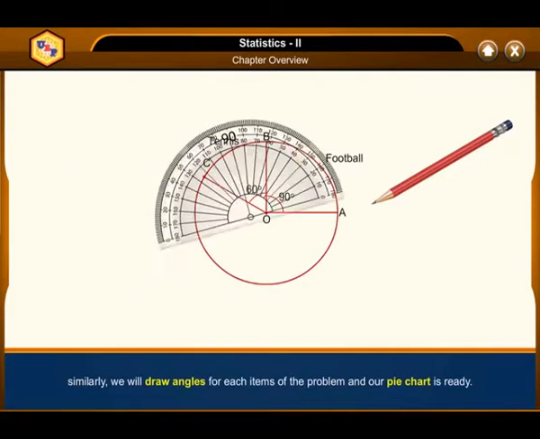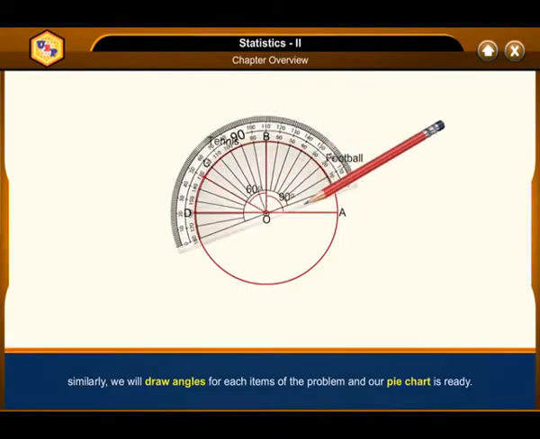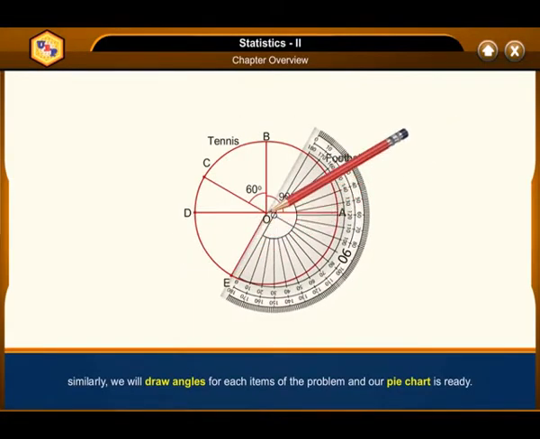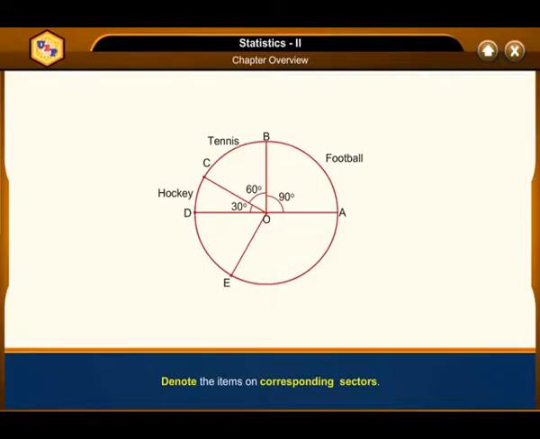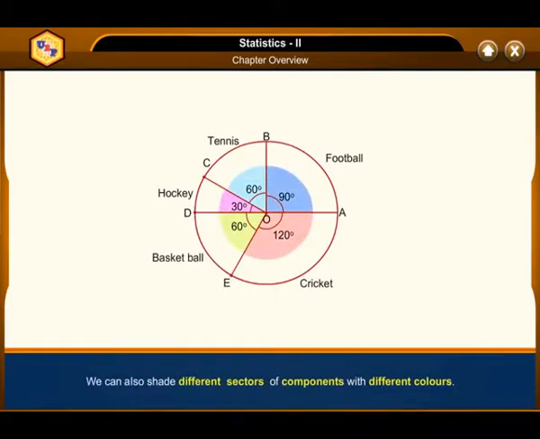Similarly, we will draw angles for each item of the problem, and a pie chart is ready. Denote the items on the corresponding sectors. We can also shade different sectors of components with different colors.